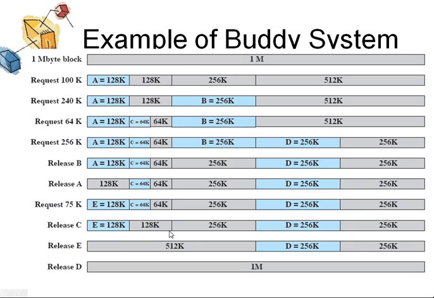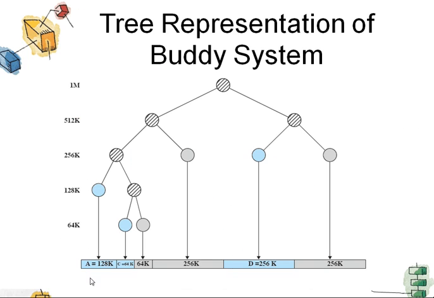When we release C, again this is combined together, 64 and 64 combine together, and we have a 128K free block available for us. If process E is released, then again this forms a bigger portion of memory area. All is combined together. I hope you have understood this.